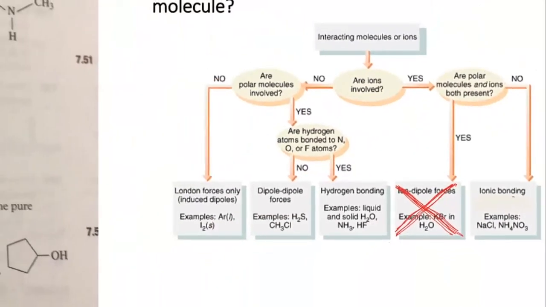In the flow chart, it says interacting molecules or ions, okay? So this is step 1. Are ions involved? For this one, the answer is no. Are polar molecules involved? Our answer is no. As you can see, that takes us specifically to London forces. In other words, dispersion forces. London dispersion forces, London forces, or dispersion forces, all the same thing.